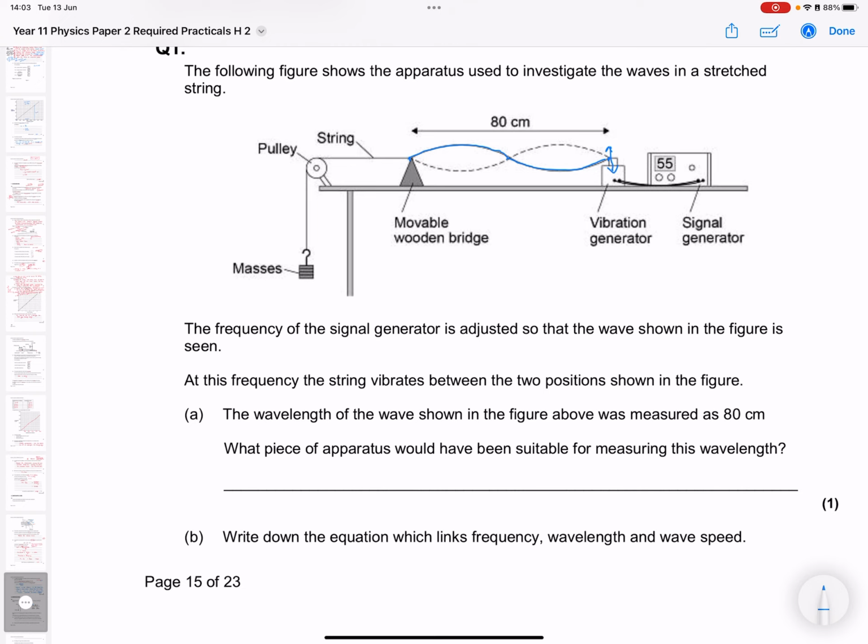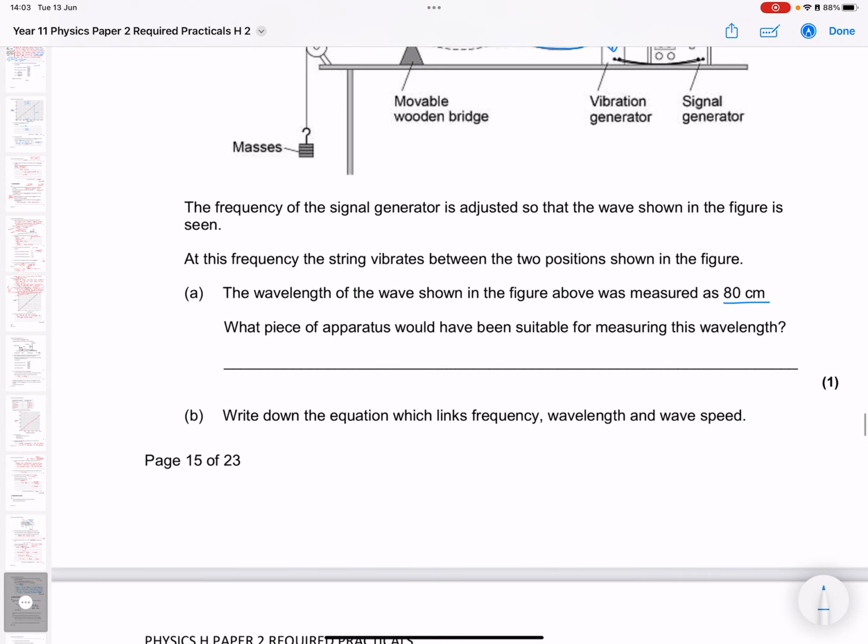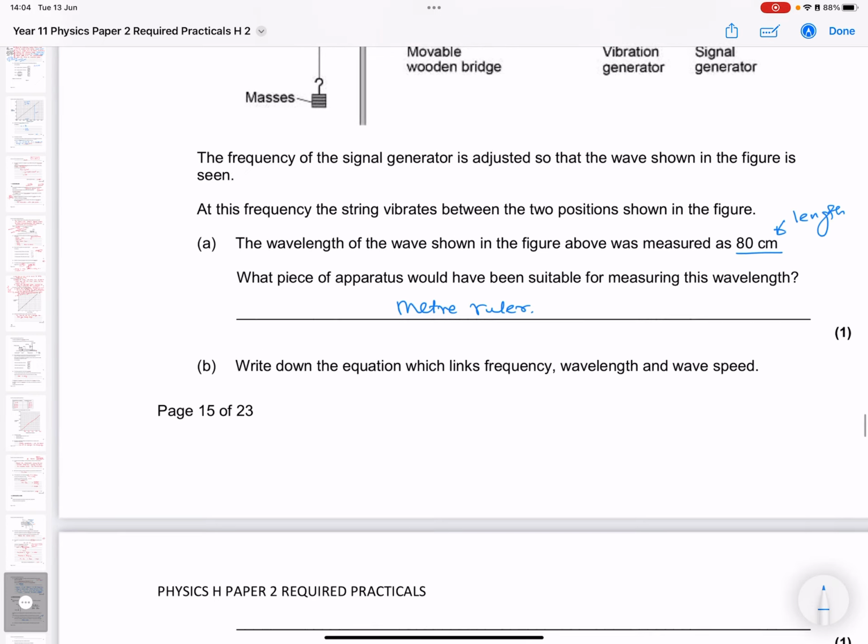So the wavelength of the wave shown in the figure above was measured as 80 centimeters. What piece of apparatus would have been suitable for measuring the wavelength? So what do we use to measure any other length? That is a meter ruler. So we will be using a meter ruler to measure that length or wavelength.